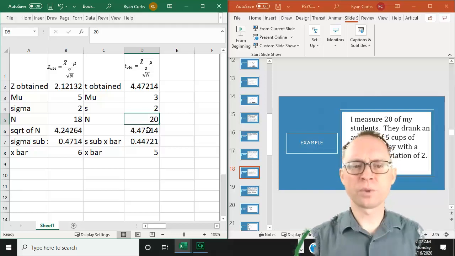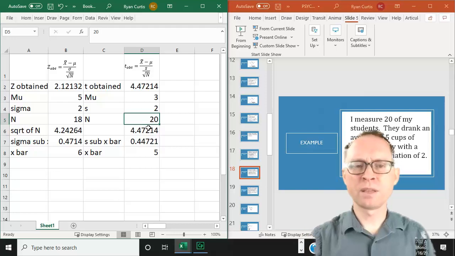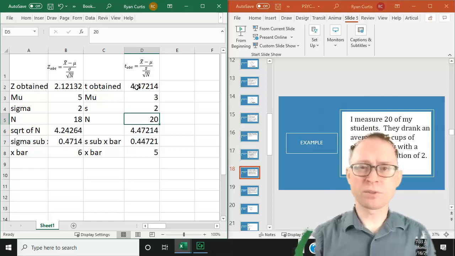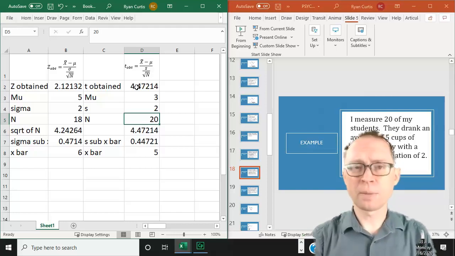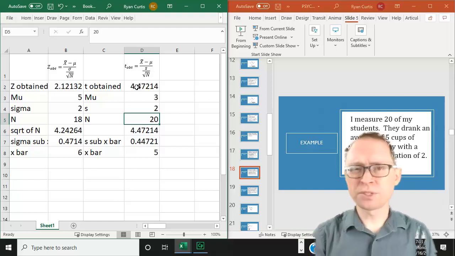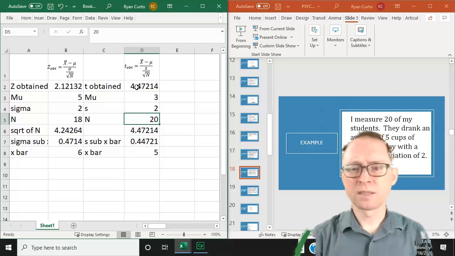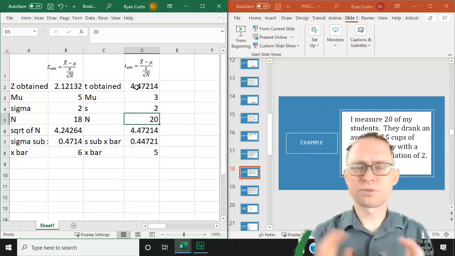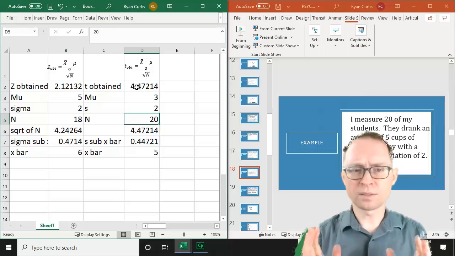N is 20. This is the square root of n right here, 4.47. So this is 5 minus 3 divided by 2 divided by 4.47. And when we get that, we get 4.47214. Now the question is, do I reject or fail to reject the null hypothesis here? So the null hypothesis here is that my students don't drink any more coffee than anybody else.